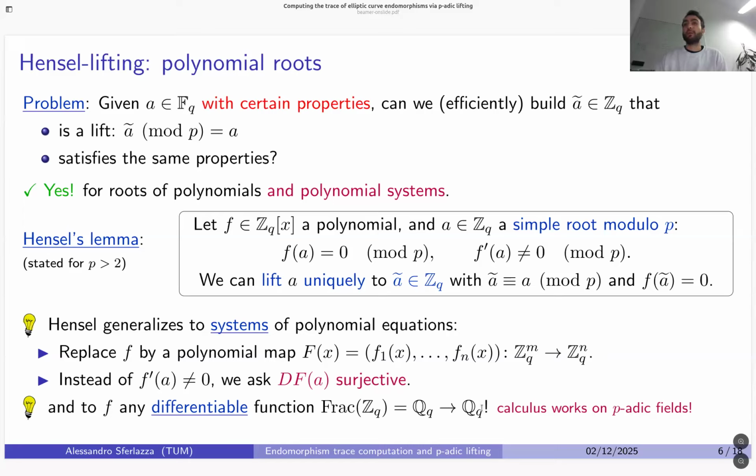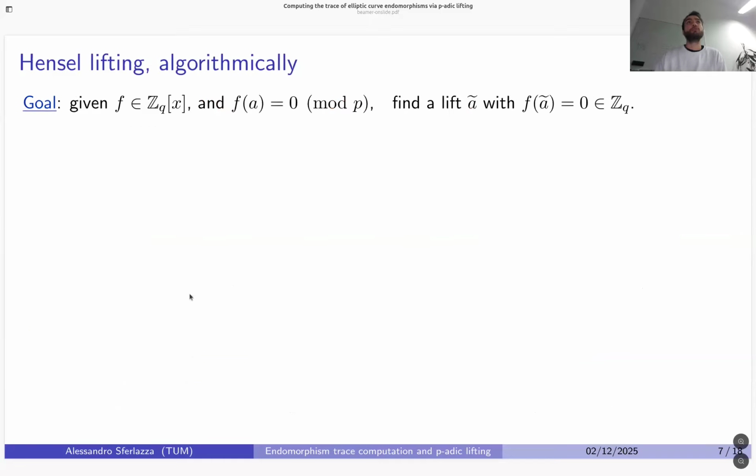Like p-adic rings, p-adic fields are equipped with a p-adic topology, which is not the same as the Euclidean one on R, but also allows for the definition of convergence, limits, derivatives, so we can actually perform calculus on such fields. So in particular, we can use Taylor's expansion, we can use derivatives.